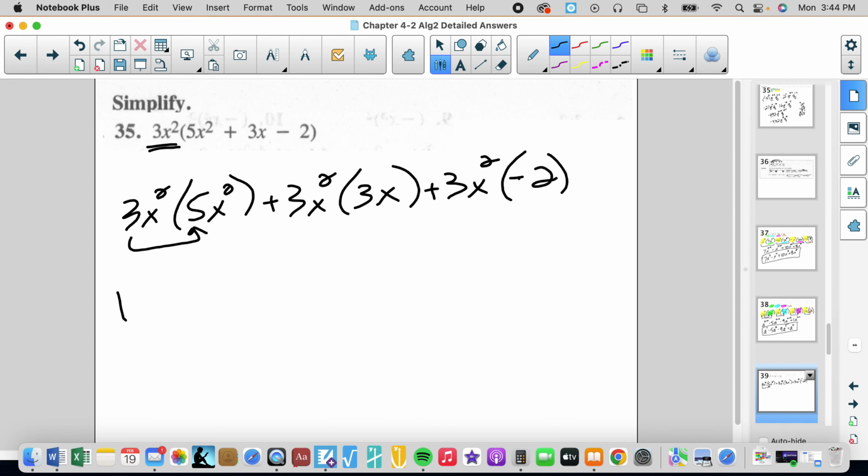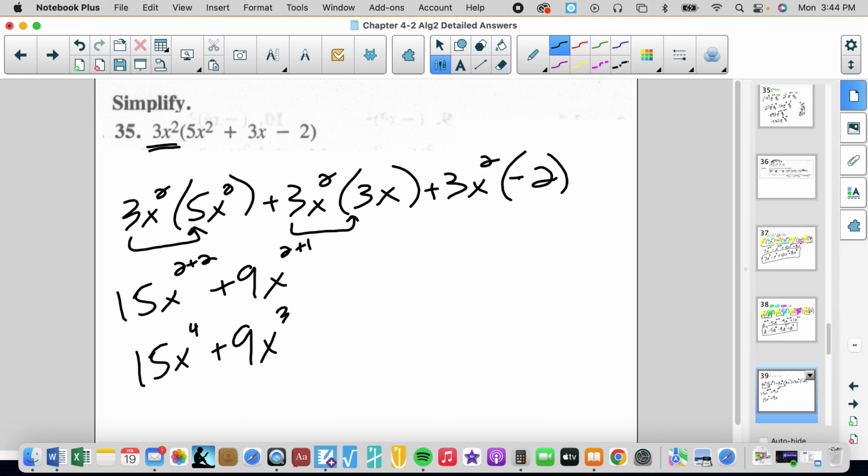3 times 5 is 15, x to the 2 plus 2, 15x to the fourth. We have 3 times 3, which is 9, x squared plus 1, so 9x to the third. We have 3 times negative 2, which is negative 6x squared. No like terms. We've got nothing we can combine, and that would be our answer.